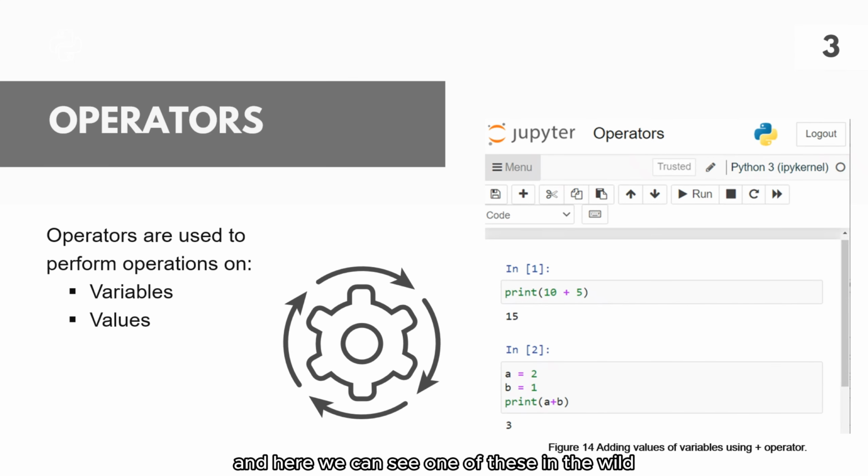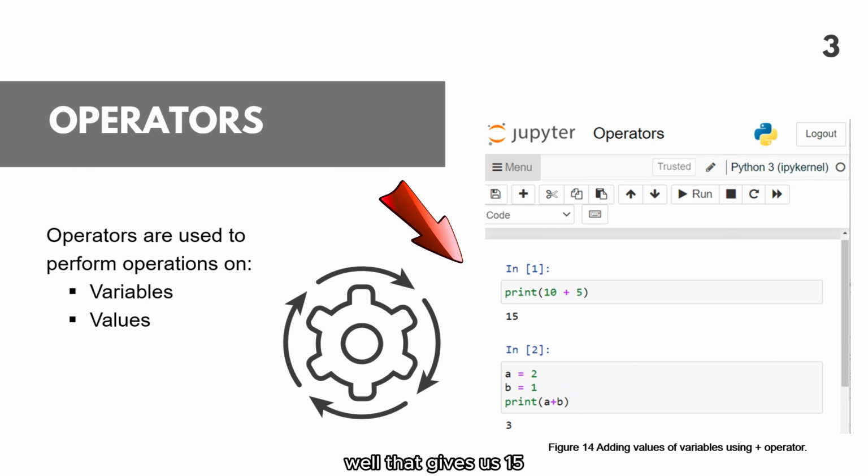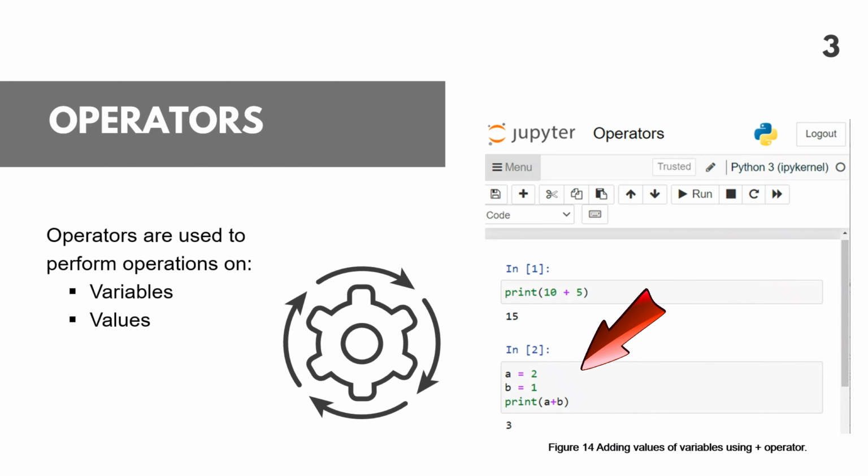And here we can see one of these in the wild. Look at the plus operator doing its thing. First, it just works on numbers. 10 plus 5, well, that gives us 15. Easy enough. But, and this is the important part, look at the second example. It's working on variables. The computer goes, okay, what's in A, what's in B, and adds those values together to get 3. That flexibility is what makes them so incredibly useful.